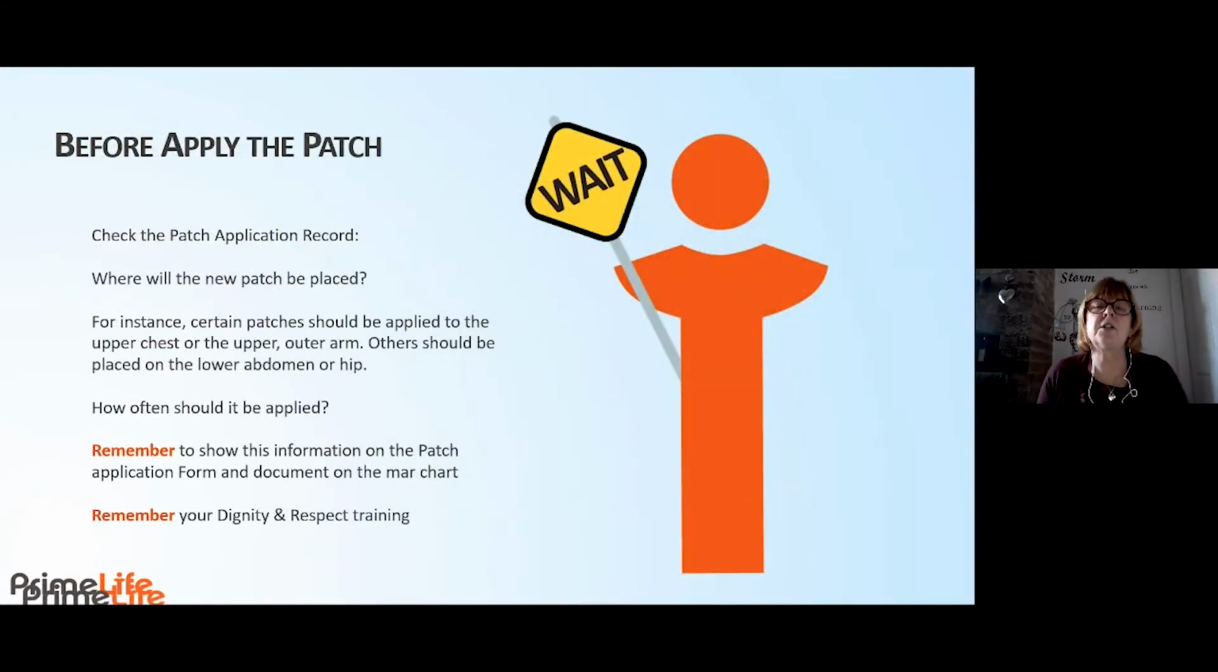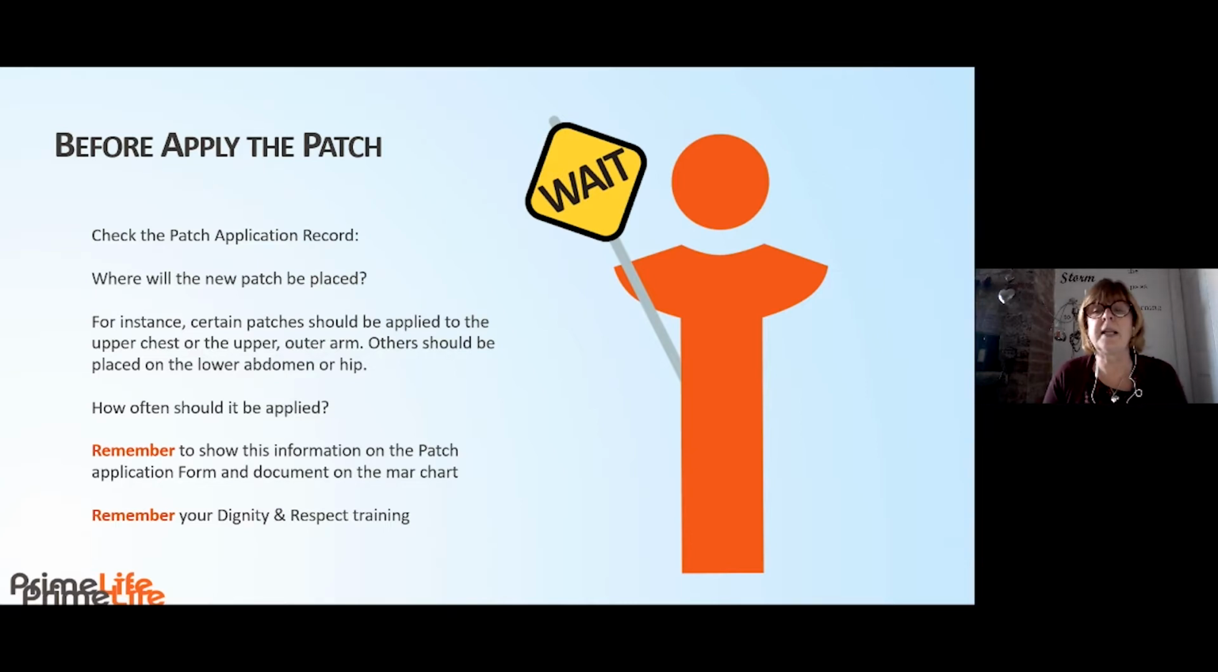Before we apply the patch, we need to check the patch application record or our body chart. So we need to know where the new patch will be placed. We need to follow our doctor's instructions, and the medication label or package should give us information on where to apply it. Again, we should be documenting this on our body maps. For instance, certain patches should be applied to the upper chest or the upper outer arm. Other patches could be placed on the lower abdomen or hip.